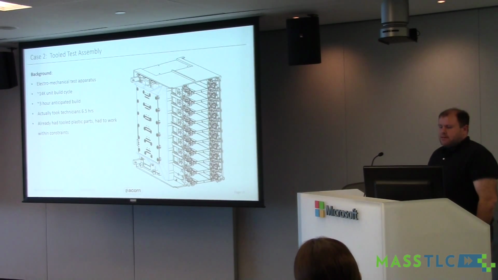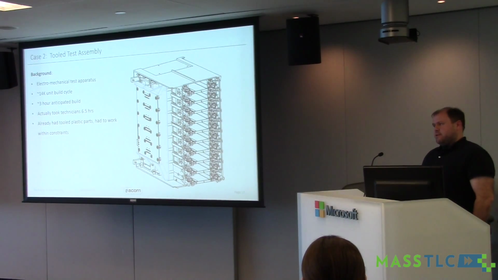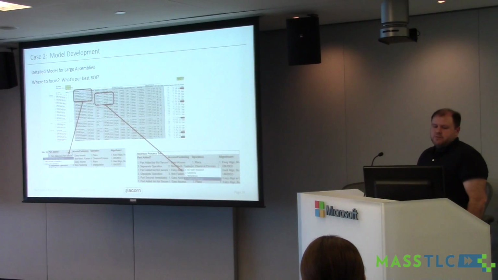Second system, this is kind of a high-end test system, lots of parts, very high value, kind of the same volume range, but significantly more expensive. It took about 3 hours to put together, really labor intensive, and we were not allowed to change any of the tooled parts in this case. So again, an ROI restriction there on what we could change, what we couldn't.